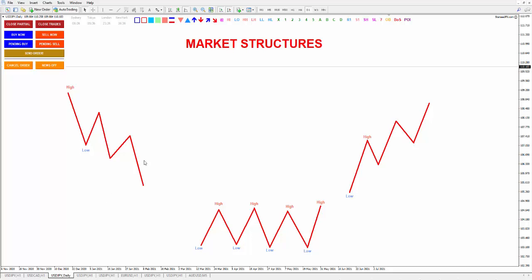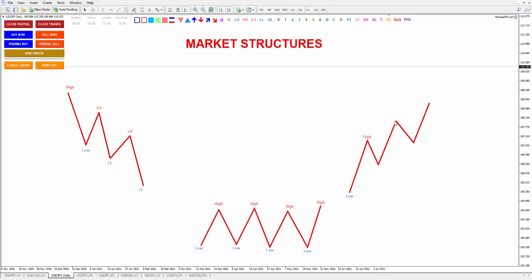Alright, let's start from here. This high, comparing to this high, is it higher or lower? It's lower. So this particular high is called a lower high. This high comparing to the previous high is lower. So this one is called a lower high. Now let's focus on the low. This low comparing to the previous low, is it lower or higher? It's lower. So this is a lower low. And this low comparing to this low, it's lower. So it's a lower low.